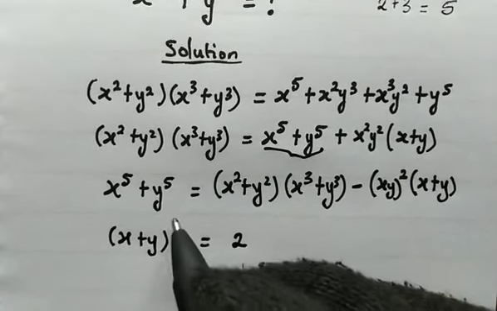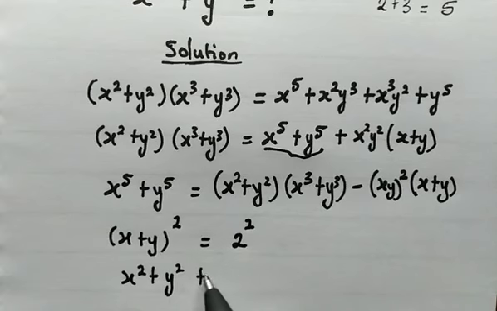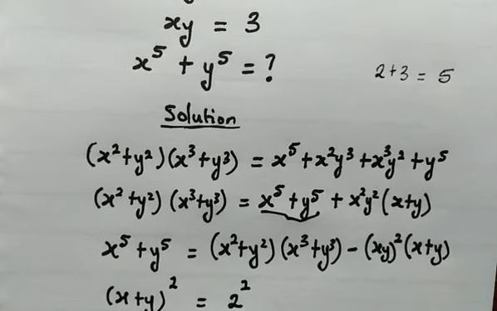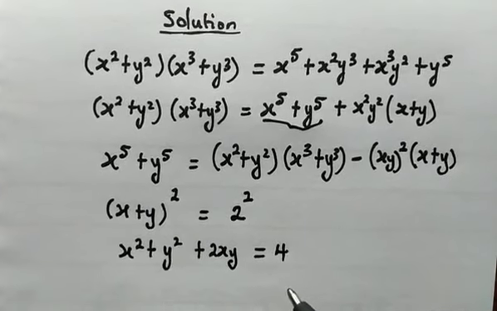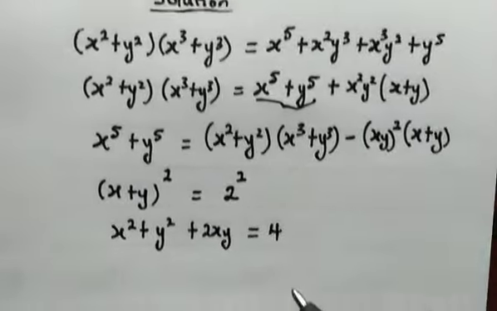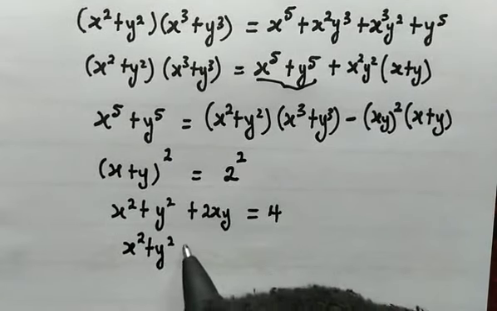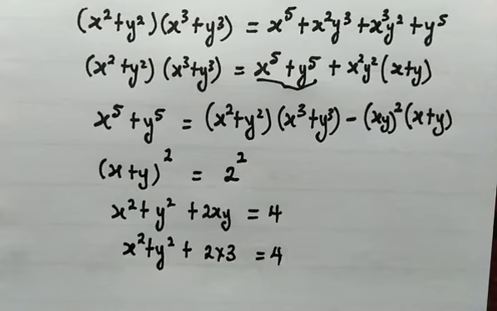Now let's go ahead and square both sides. So when we square both sides, from the left we have x squared plus y squared plus 2 times x times y. This is equal to 2 squared, which is equal to 4. Now, remember again that the product of x and y, which is x times y, is equal to 3, right? Okay, so we're going to substitute that, right? So we have here x squared plus y squared plus 2 times 3, right? Then this is equal to 4.